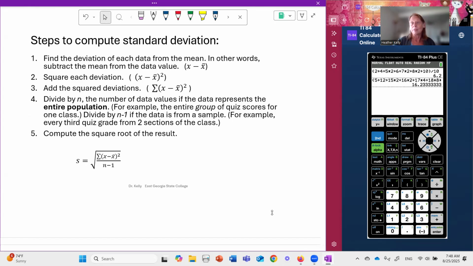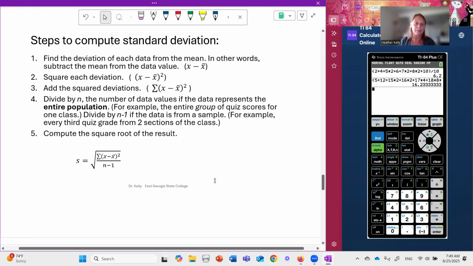As I noted earlier in this unit, it is impossible for us to collect data from an entire population. The symbol for the mean is a little x with a bar over it, and the symbol for standard deviation is a lowercase s.